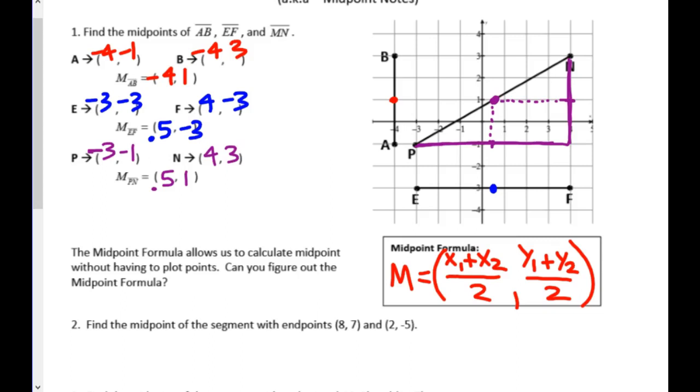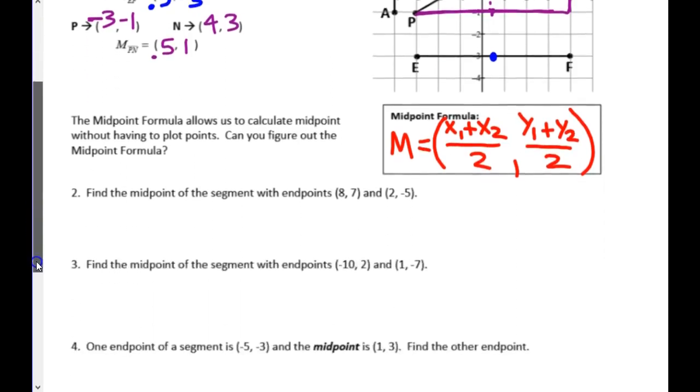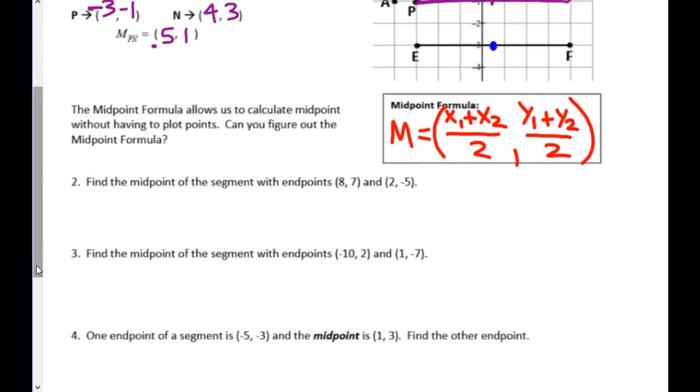So, here we go. On number 2, it says find the midpoint of the segment with endpoints. This is going to be important, okay? We are given 2 endpoints. So all we're going to do is add up our x's and divide by 2, and then we add up our y's and divide by 2.